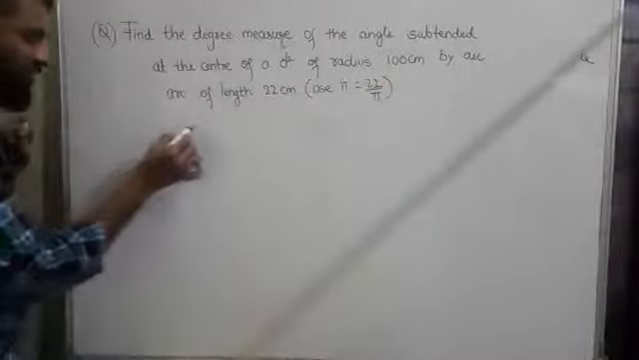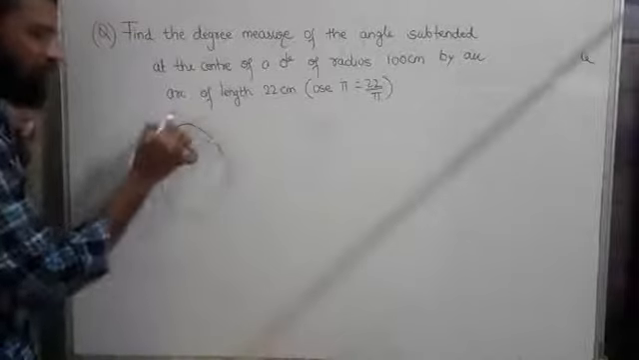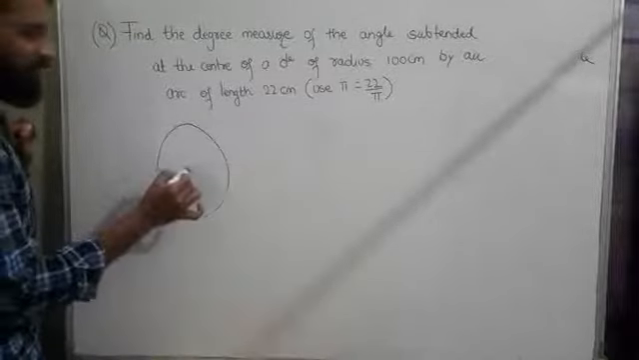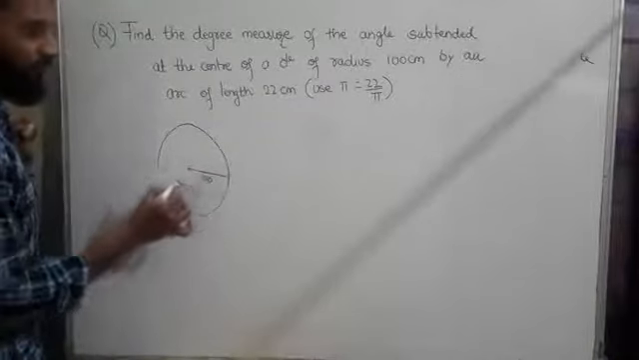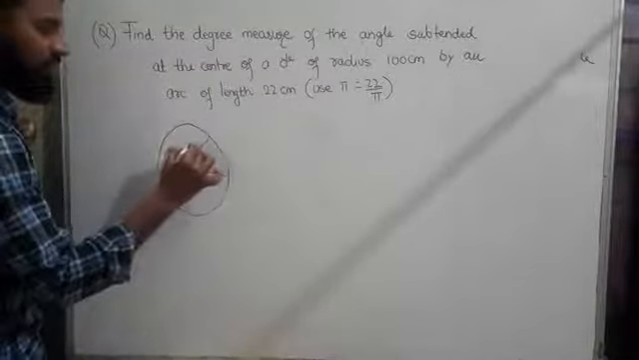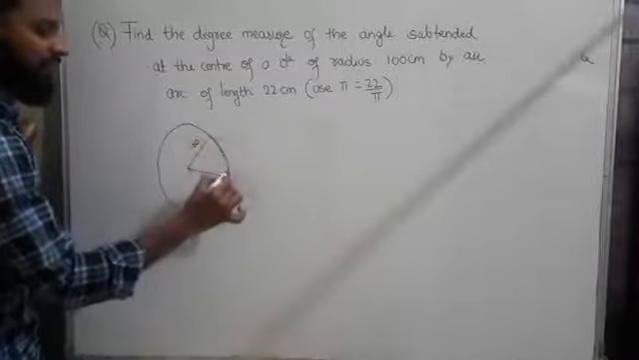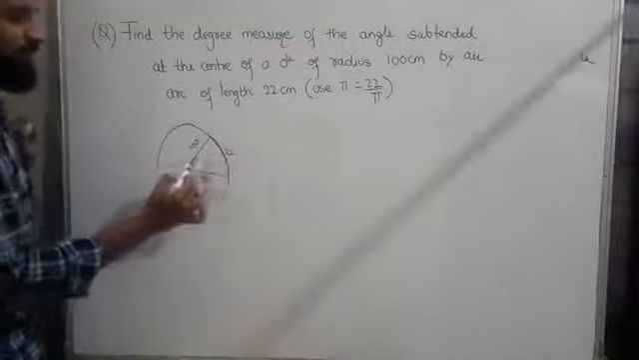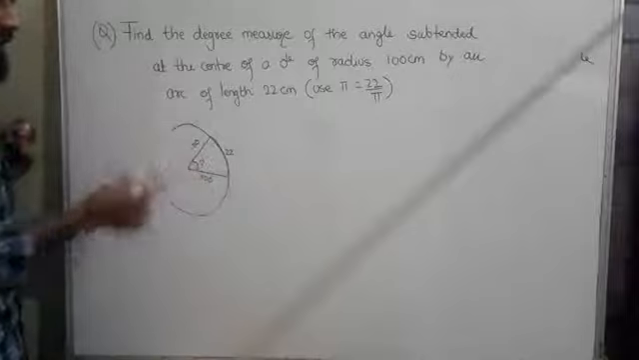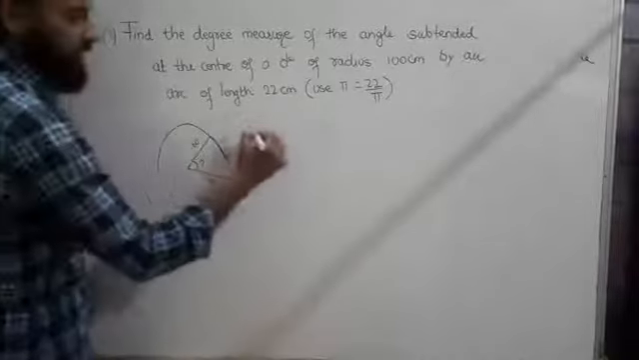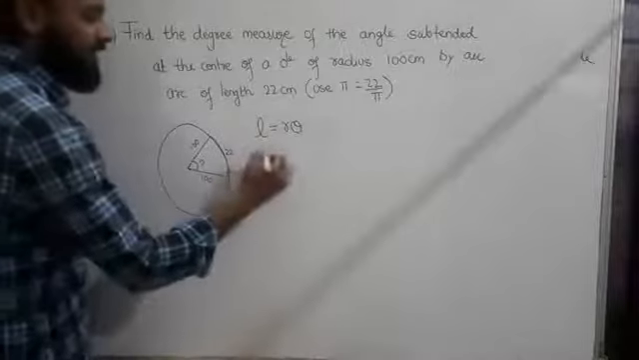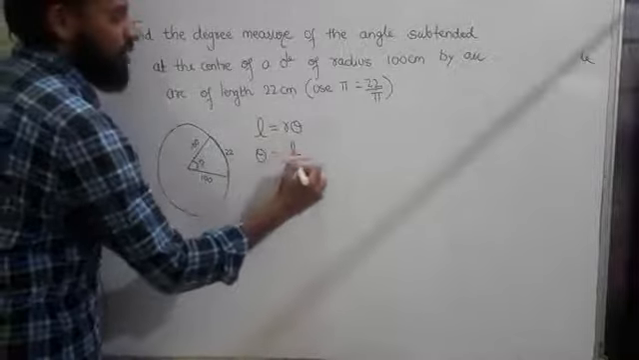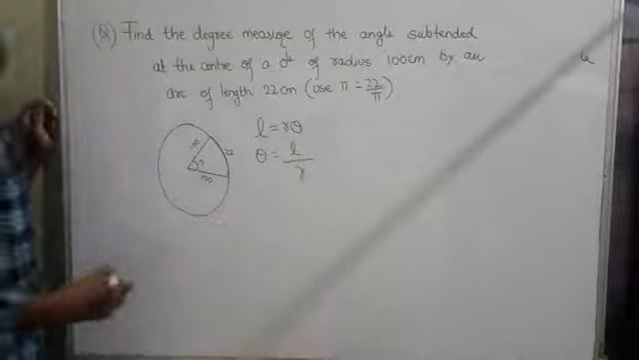This is a very easy question, I think. Yes or no? We have a circle and the radius of the circle is 100 centimeter. And it's making an arc which is of length 22 centimeter, we need to find the angle. It's very simple. L is equal to r theta. We need theta, which is equal to L upon r. What is L?